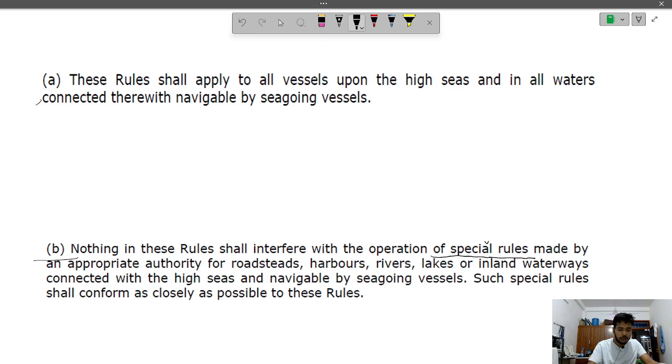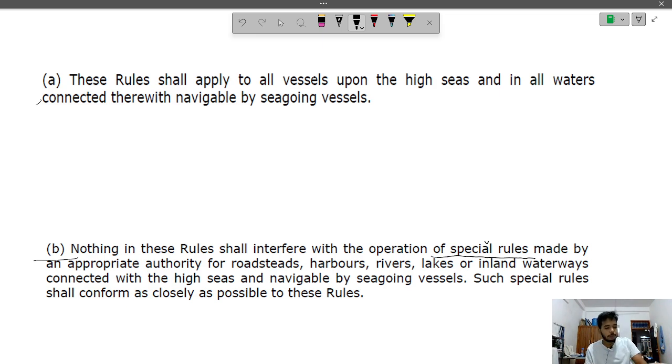Now I'm going to start making videos regarding these COLREGs, and I will explain each and every rule inside the ROR. Today I'm going to start from the first rule, which is rule number one, which is basically your application. Application means where the rules are applicable, in which scenario this rule applies and where to apply.